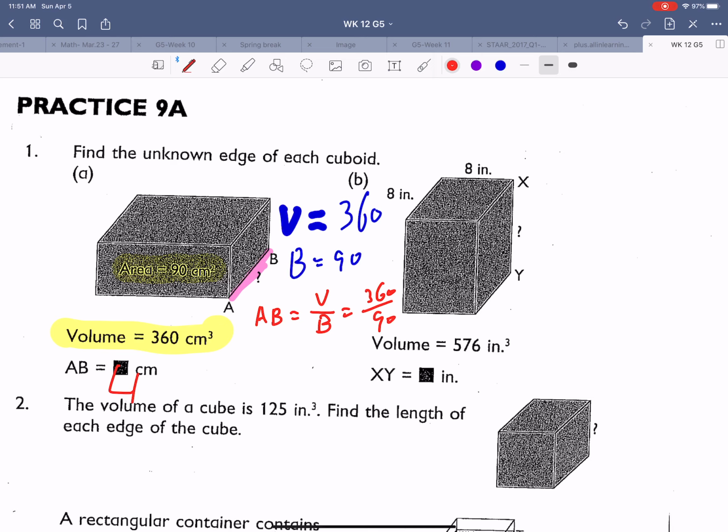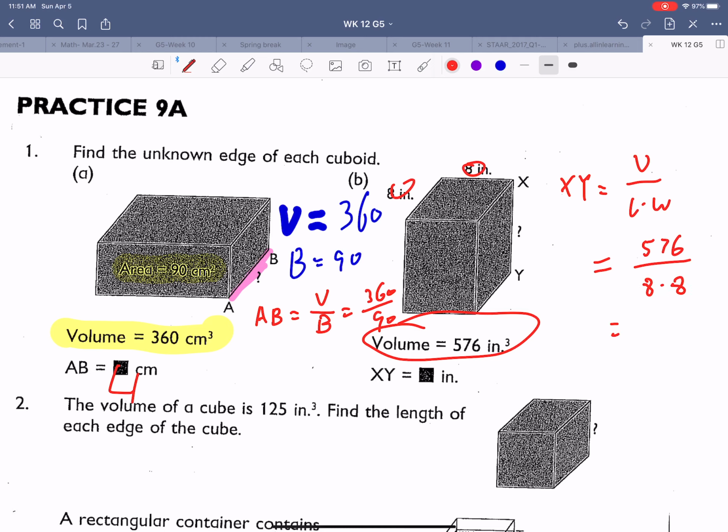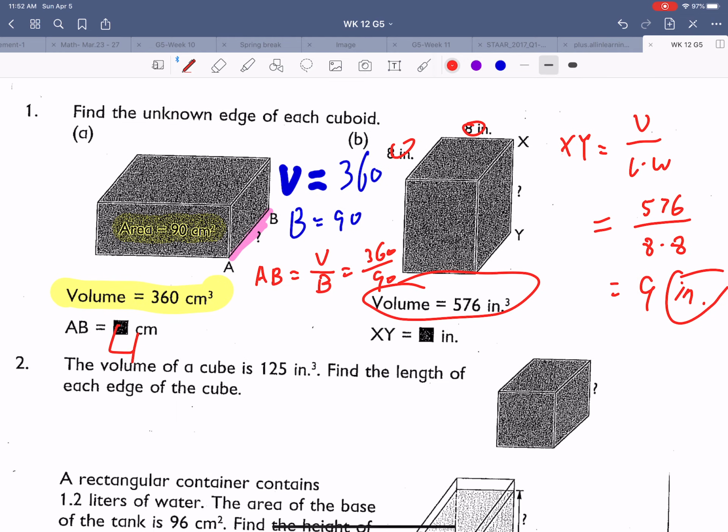1B, same thing. We have all the information we need, volume and length and width. So you're gonna do H equals volume divided by length times width. You plug in numbers, 576 divided by 8 times 8, and 8 times 8 is 64. You do 576 in the house divided by 64 outside the house. After calculation, your answer is gonna be 9 inches. And guys, make sure you pause the video when you need to calculate something by yourself or you want to rewatch the video. Okay, that's question number 1.